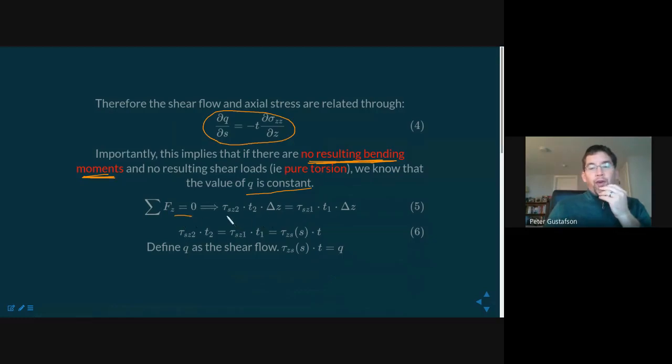And so what we see is the following. Shear stress on one side times the thickness, because that's the definition of shear flow, shear stress times thickness, times that length is equal to shear stress times thickness. So shear flow times length is equal to shear flow times length. Shear stress times thickness times length is equal to shear stress times thickness times length. So what we find is that there's this relationship between the shear stresses and the thicknesses. We're not saying the shear stress is constant. We're saying the shear flow is constant. So as the thickness changes, so does the shear stress.